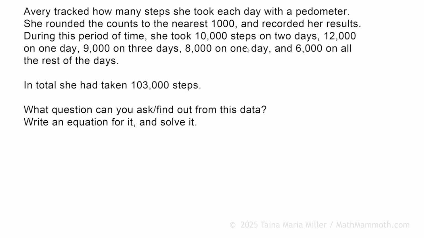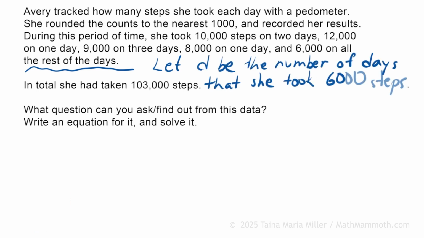She took 10,000 steps on 2 days, 12,000 on 1 day. We know the total steps she took during this period of time. She took 6,000 steps on all the rest of the days. How many days was that? It doesn't tell us, right? We don't know the total number of days, and we don't know how many days she took 6,000 steps. So that's our unknown. We could put here, let D be the number of days that she took 6,000 steps.